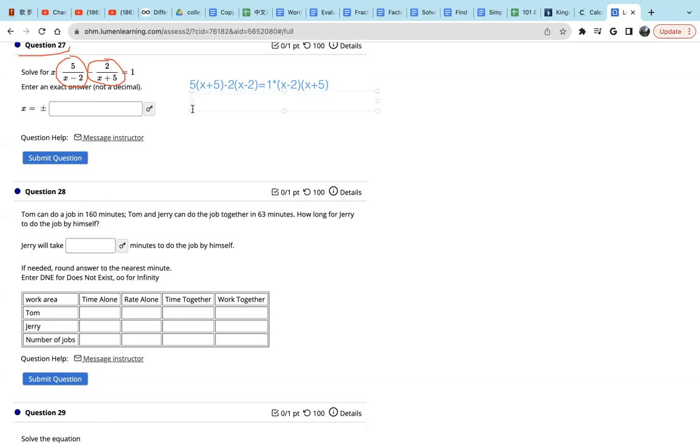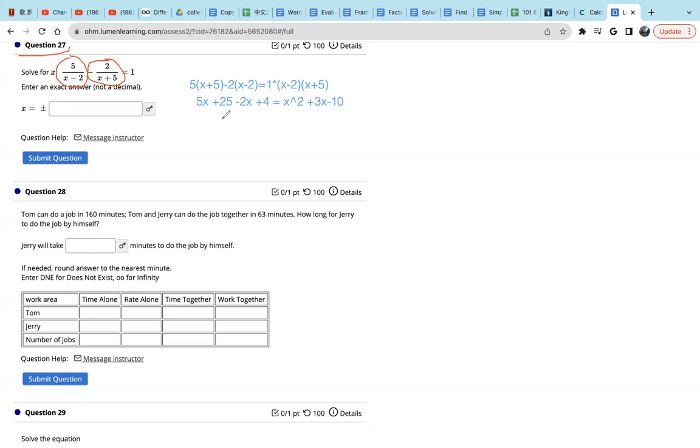So 5 times x, that's 5x. 5 times 5, 25. Minus 2 times x is 2x. Minus 2 times minus 2 becomes plus 4. Then equals, so we FOIL this. It's a 2 binomial multiplication. That's x squared. Then minus 2 plus 5, that's plus 3, so the middle term is 3x. Minus 2 times 5, that's minus 10.